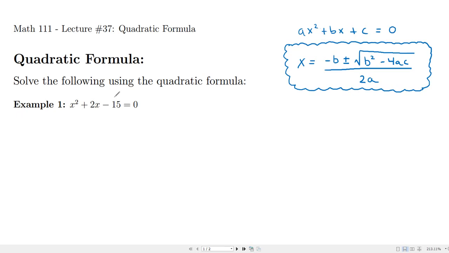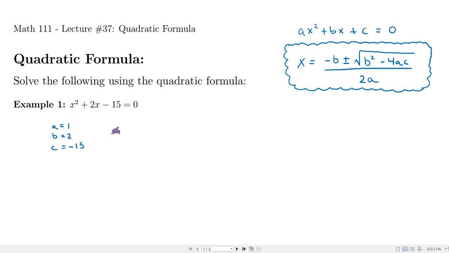So let's begin with this example here, x squared plus 2x minus 15. First, if it's possible, you should factor out any common constant, and then you could divide through by that to make it a little bit simpler. But here the coefficients don't have any common factors other than 1. So let's proceed with using the quadratic formula. So a in this situation is 1, the coefficient of x squared. b is positive 2. And c is negative 15.